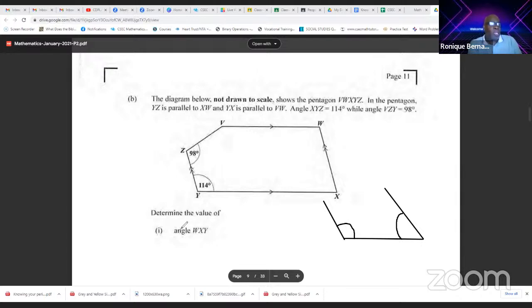All right, so they ask us then to determine the value of the angle WXY. So W, X, Y. Now you might want to know where this angle is formed. If you notice XYZ, the letter in the middle is where the angle is. So which of these three letters will the angle be at that they're asking you for?